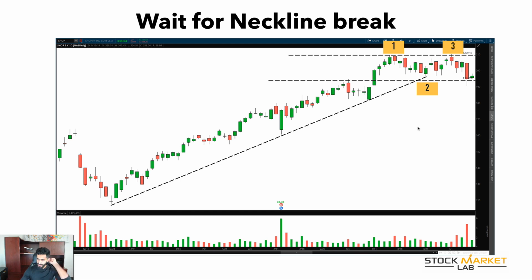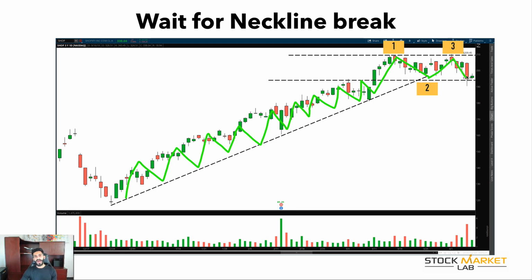Now let's go over some examples. In here, if you look at this example, we're looking at Shopify. You see the stock Shop is on a healthy uptrend. Very strong, healthy uptrend. As it's on a strong, healthy uptrend, you can see first top, neckline. Second top, coming to the neckline.